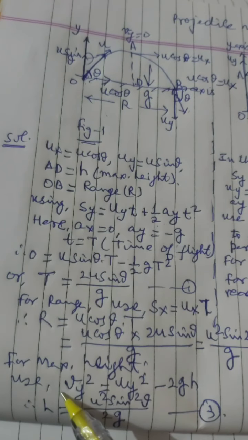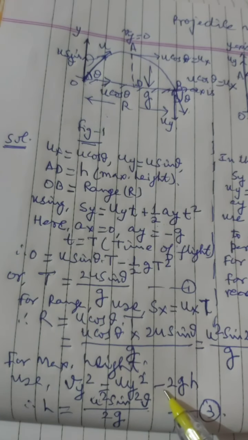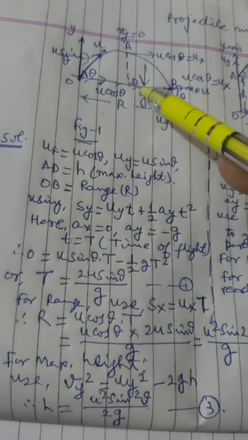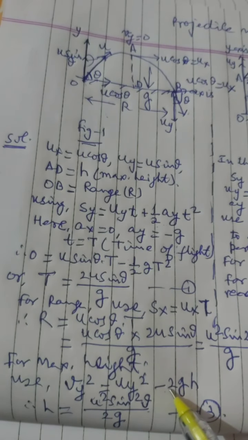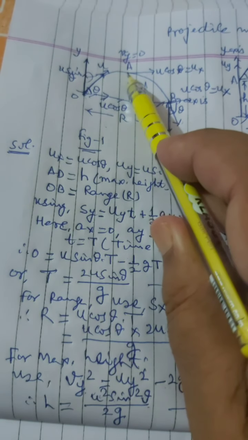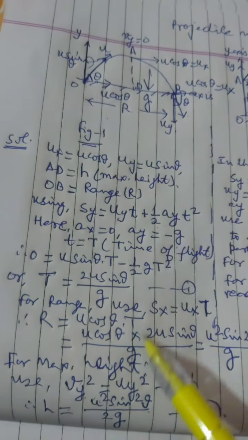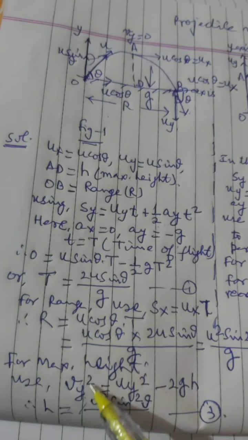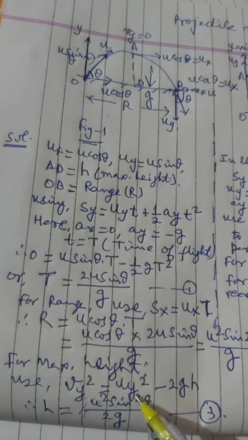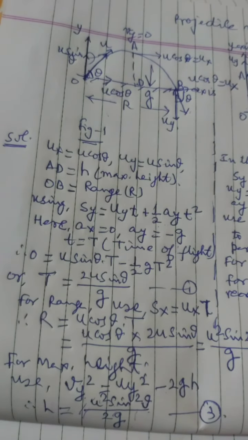And for maximum height, use Vy square is equal to Uy square plus 2Ay into Sy. And here Sy, here I take AD, and Ay is equal to minus g, and Vy at this point A is 0. Only horizontal component u cos theta at point A. So putting the value Vy 0, Uy u sin theta square. So h is equal to u square sin square theta upon 2g.